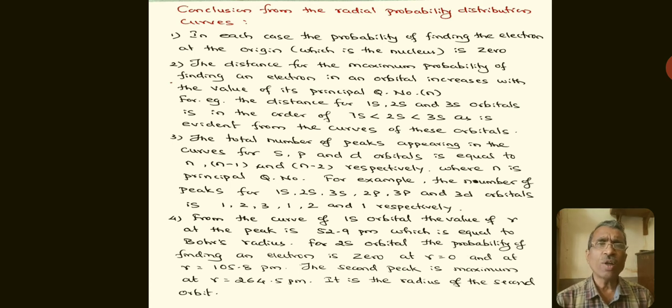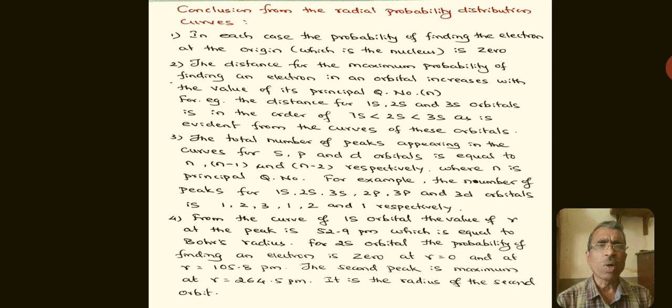The distance for the maximum probability of finding an electron in an orbital increases with the value of its principal quantum number. For example, the distance for 1s, 2s and 3s orbitals is in the order of 1s is less than 2s, which is less than 3s, as is evident from the curves of these orbitals.